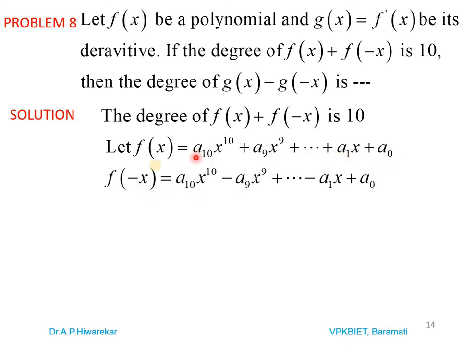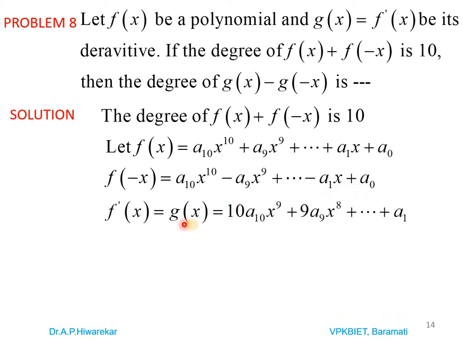So, f of minus x, how do you obtain it? Where there is x, just write minus x. So, we get a10 into x power 10 minus, because we are replacing x by minus x, a9 into x power 9, plus minus alternately. So, it is minus a1x plus a0.